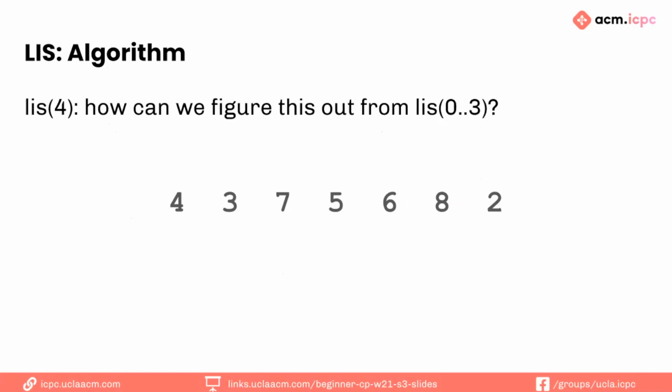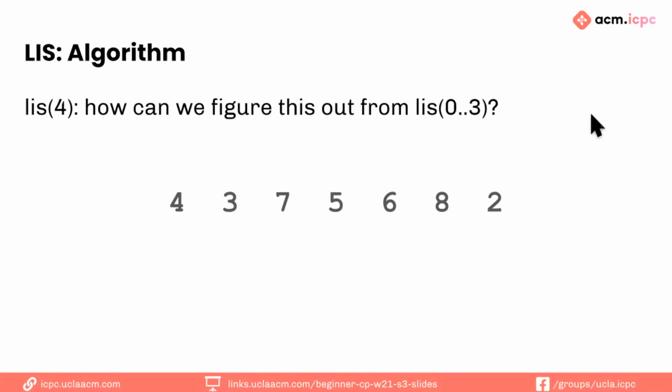Now let's think about LIS of 4. LIS of 4 is essentially the longest increasing subsequence that ends on the 6, right? You want it to end on the 6 because 6 is at the 4th index. The goal of DP is to represent this in terms of previous numbers. If you remember, we saw the intuition of how, if you had a 9, you would want to start from the previous ones. Similarly here, you want to see how you can get to an LIS that ends in 6 from the previous ones, the ones that ended in 4, 3, 7, and 5.